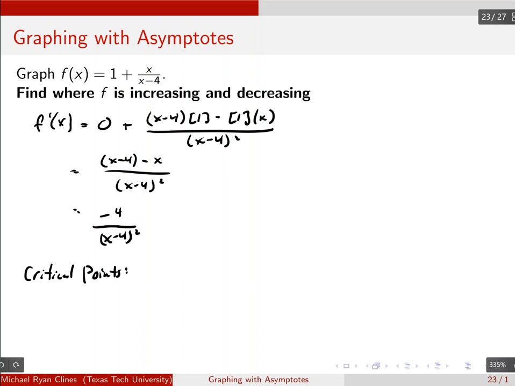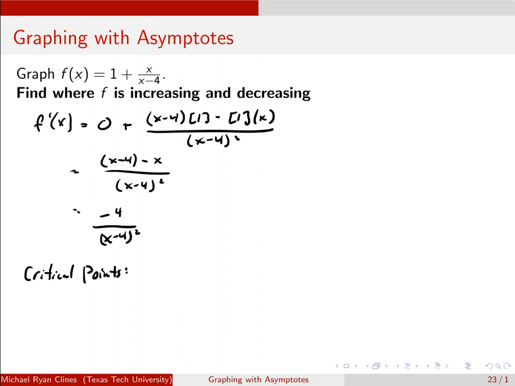Now, where do we have critical points? Where the derivative is equal to 0 or where the derivative is not defined. Now, let's look at this derivative, negative 4 over (x minus 4) squared. This function right here is never equal to 0. Why? Because the numerator is equal to negative 4. It's a constant. It's never going to be equal to 0. So we do not get any critical points from the derivative being 0.